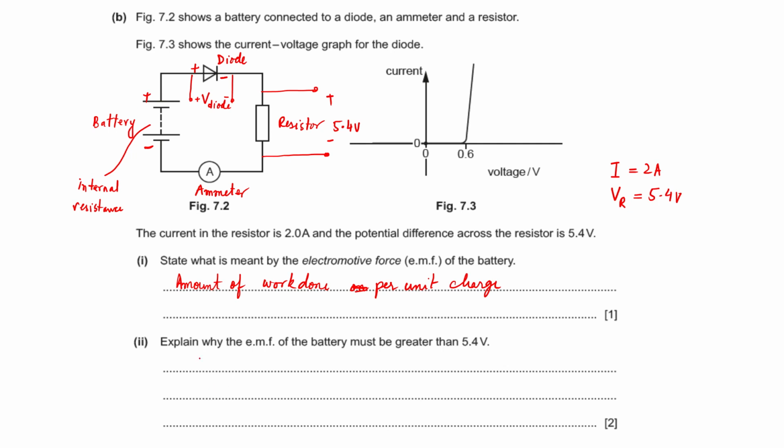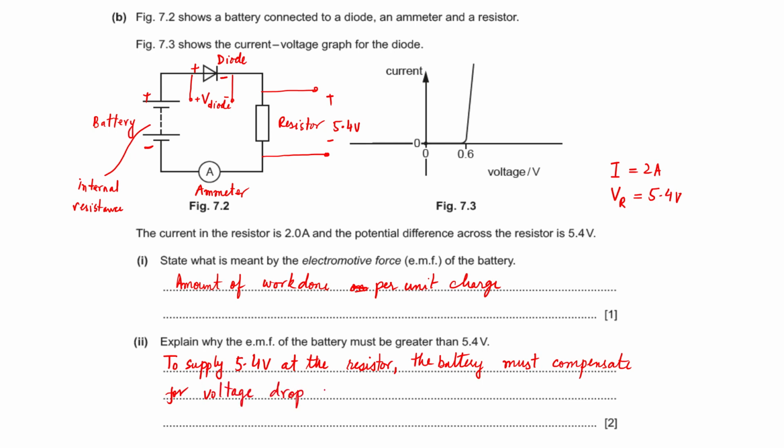So, explain why. To supply 5.4 volts at the resistor, the battery must compensate for the voltage drop across the diode.